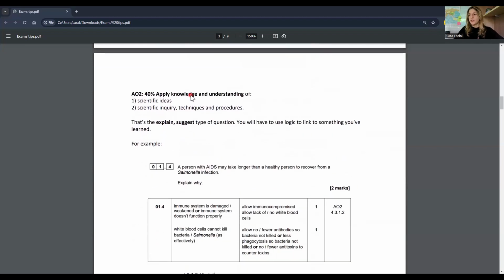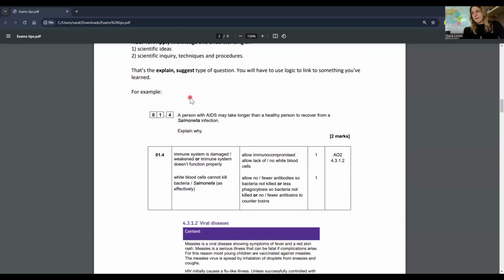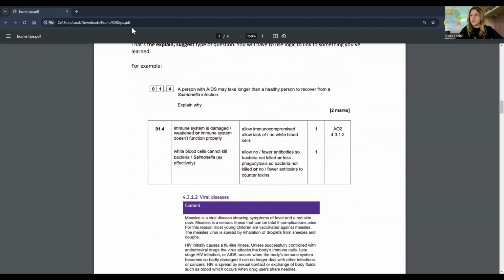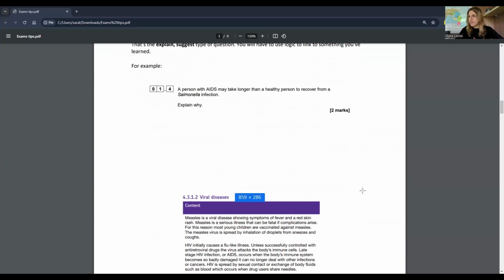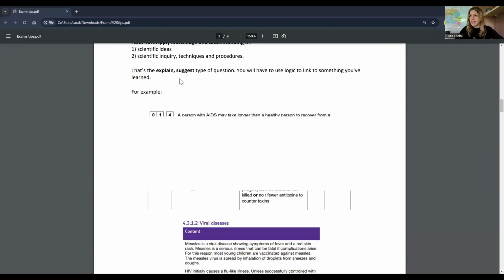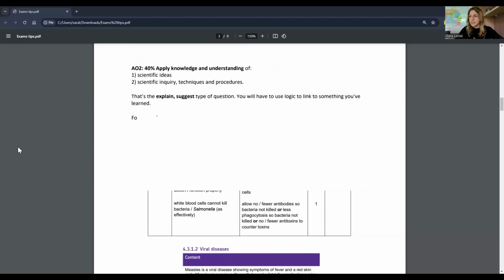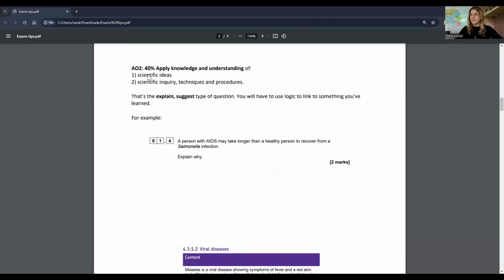And then you have this document so you can try these questions. Okay, now, those questions are the ones that I want you to actually try out. So now, the important part of this is the second objective, which is apply knowledge and understanding of scientific ideas, inquiries, techniques, and procedures. So those are the more difficult questions.